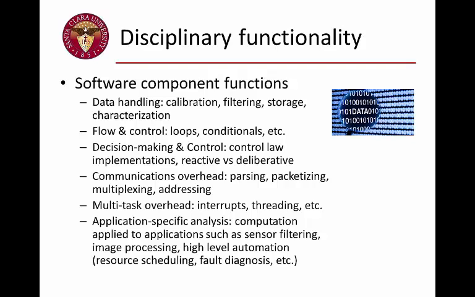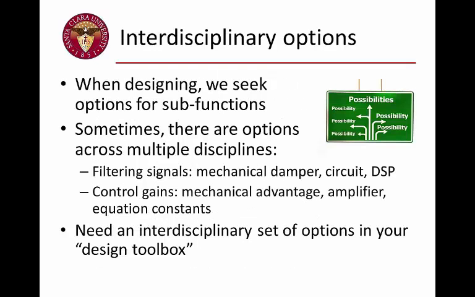So we have the three different areas: electronics, mechanics, and software, all of which are capable of doing a wide variety of functions that we can draw upon when it comes time to design our device. And it's worth pointing out that sometimes when we're looking for options to meet these functional requirements that we have in our subsystems, I think you're all familiar with the idea that there might be multiple options, and therefore you might do a trade-off analysis.